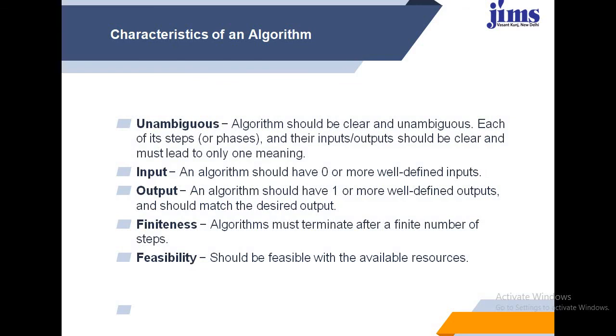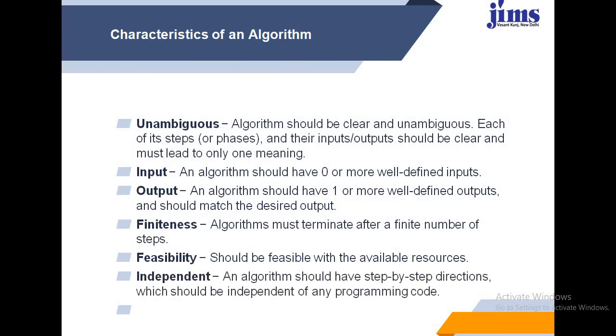Okay, so we will check all the feasibility: yes, this is feasible or not. If this is feasible, then you will put that step in your algorithm, otherwise you will ignore this. This is the feasibility. Next is independent. An algorithm, we have already explained this, should have step-by-step direction and be independent of any programming language. An algorithm is not designed for any particular language. This is common. Every programmer can use the algorithm and write their code according to the algorithm.